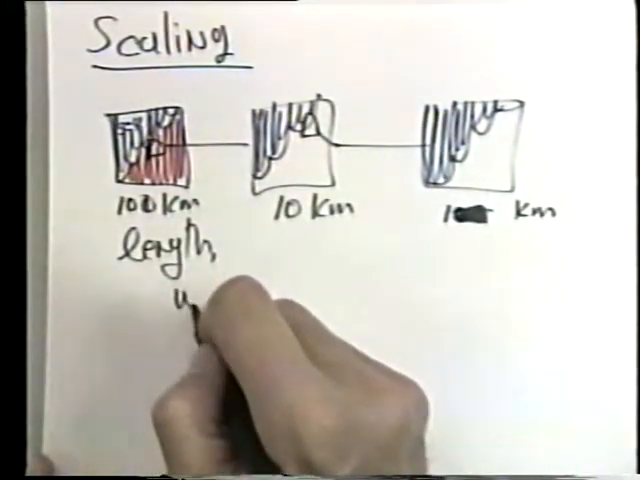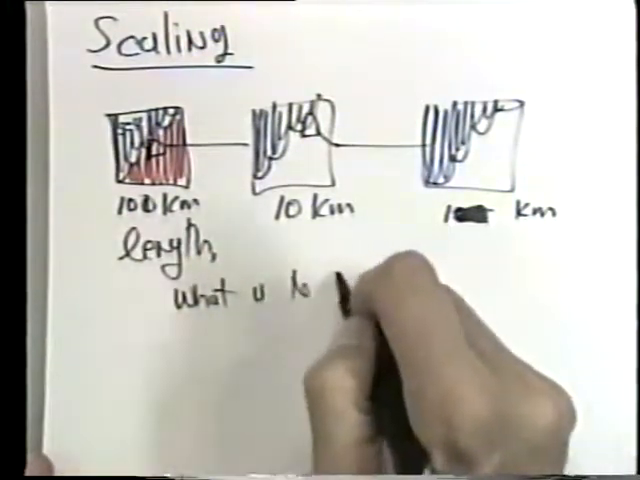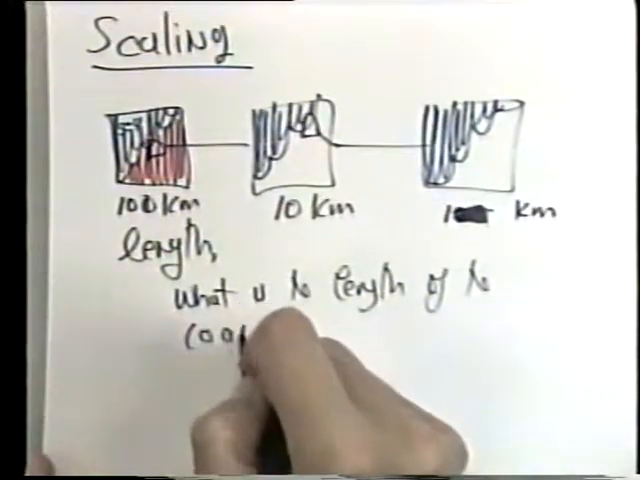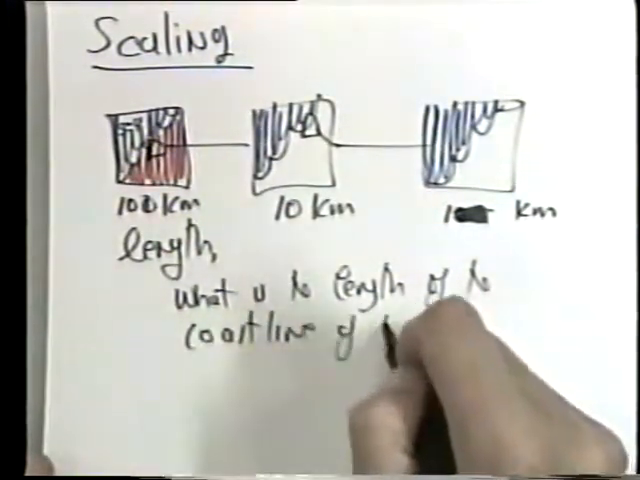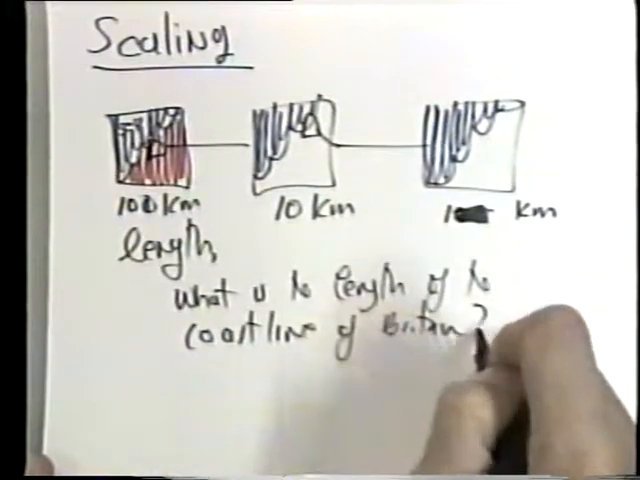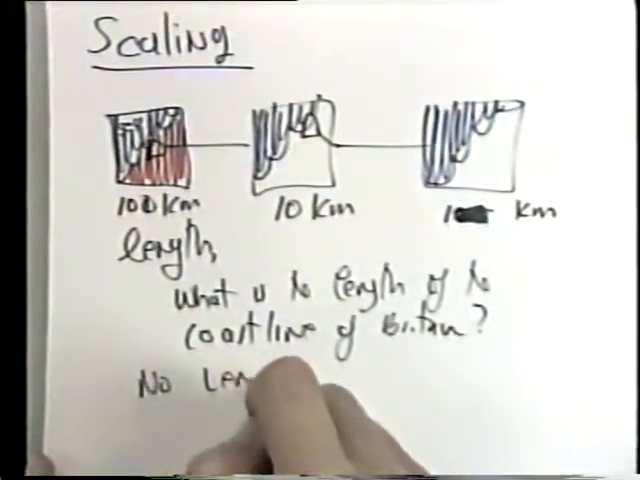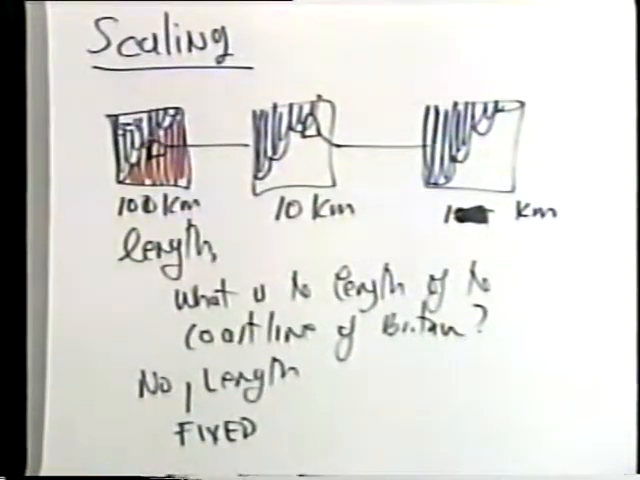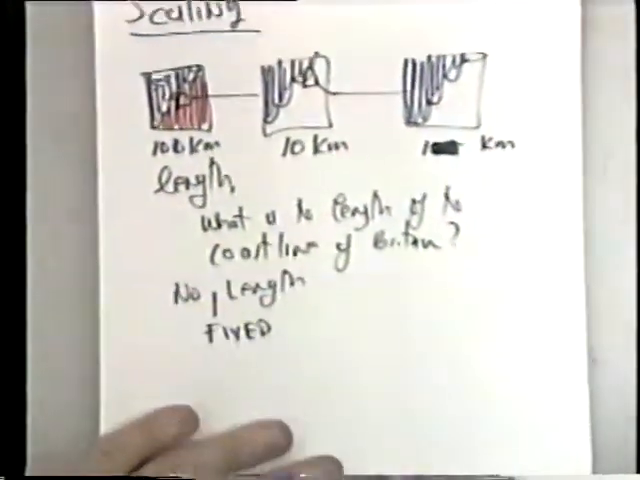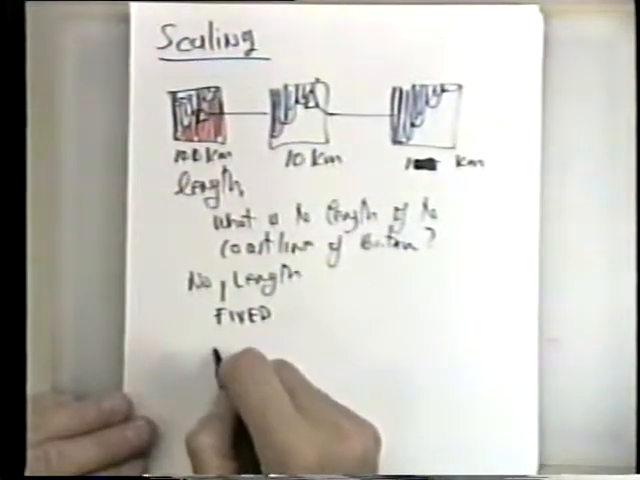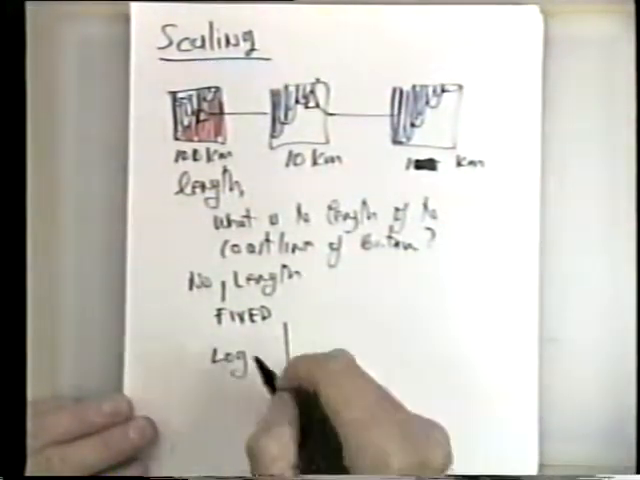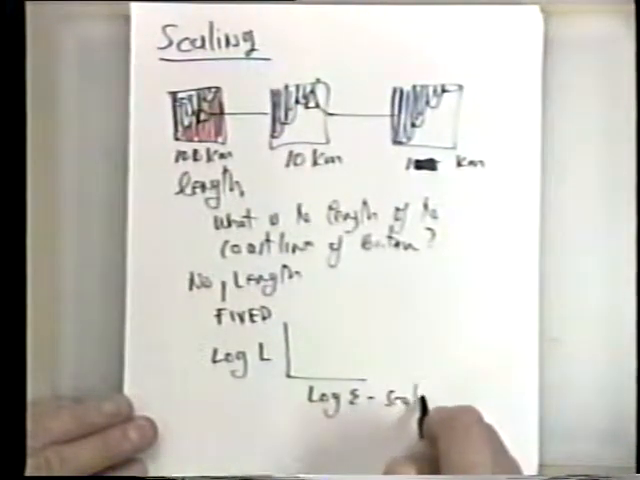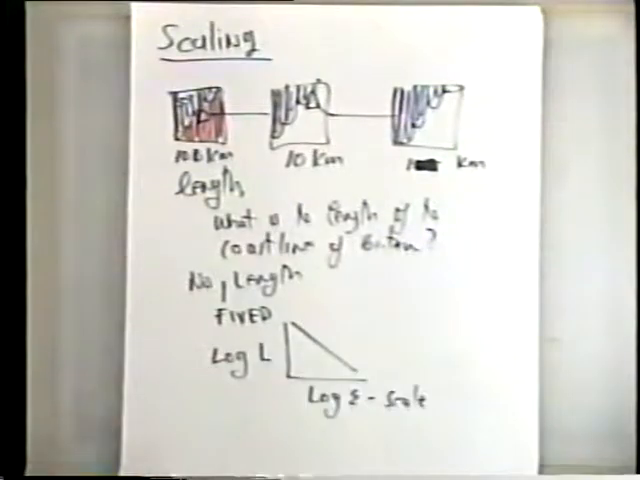So in an article entitled, "What is the Length of the Coastline of Britain?" the answer is there is no length. There's no fixed length. The length depends on the resolution at which we measure it. And in particular, we found that if we plot the log of the length against the log of the scale at which it's measured, then we get a straight line on this log-log plot.